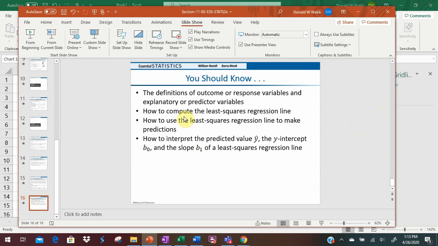So that's what we covered: definitions of outcome or response variables and predictor variables. How to compute the least squares regression line. We went through from r. We learned r times s sub y over s sub x gives us our b1, and then our b0 is just y bar minus b1 times x bar.